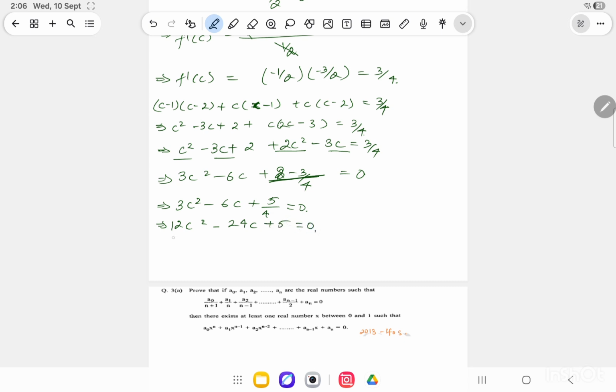This is basically a quadratic equation in terms of c, so we can easily solve for c. c will be equal to (24 ± √((-24)² - 4 × 12 × 5)) divided by 2 × 12. So this will be 24 × 24 minus 4 × 12 × 5, divided by 24.